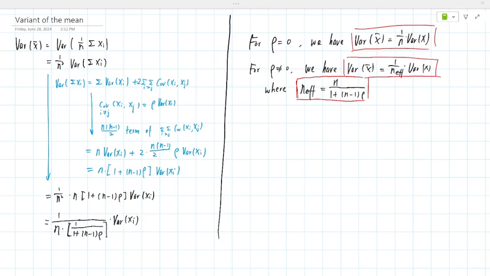The variance of the mean is an important quantity for one to inspect. We can calculate it formally, with potentially correlated variables. So that's the definition of the mean.